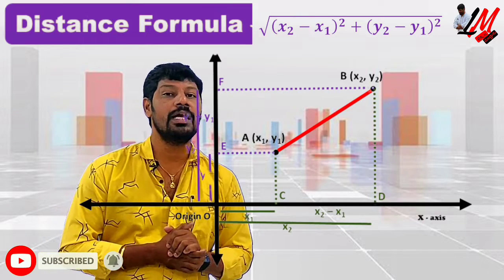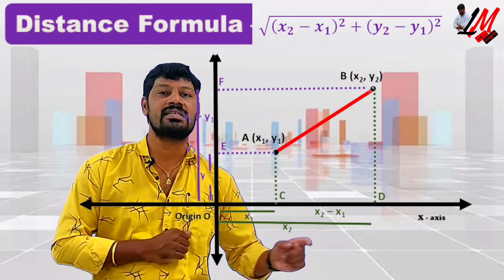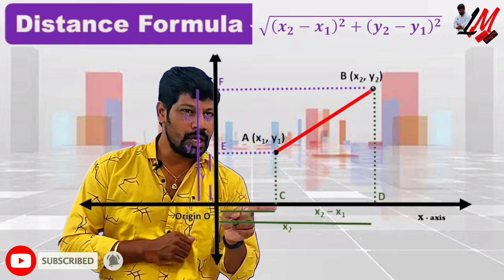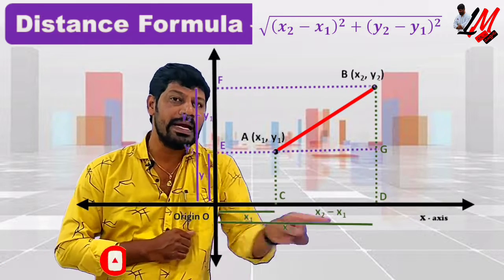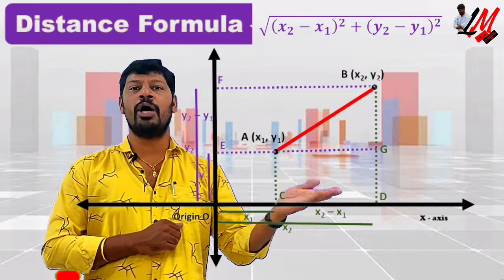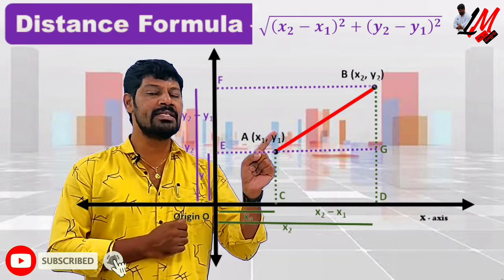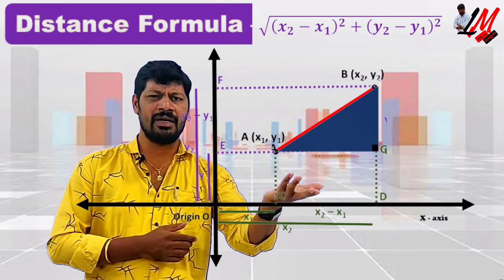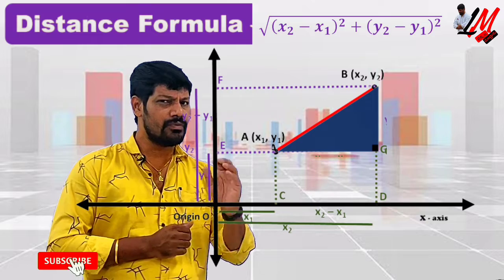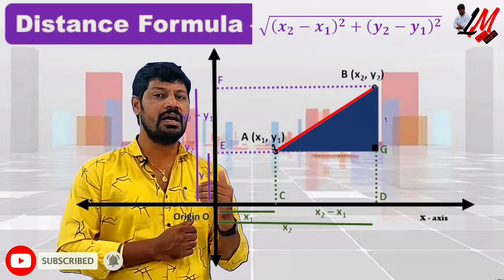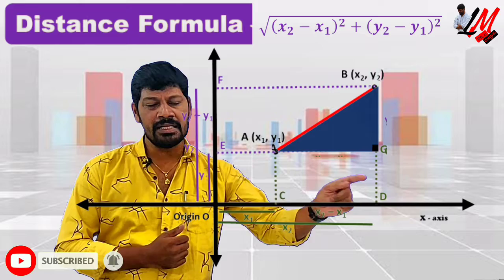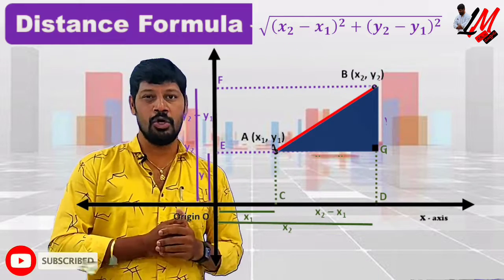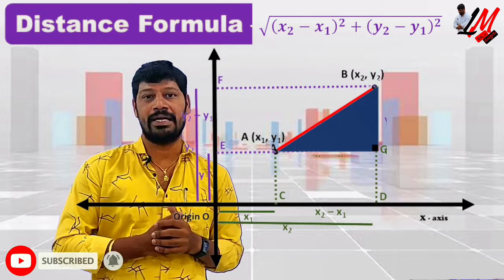So finally, let me draw a line parallel to x-axis through A. Already point A is there. From A, I drew a line parallel to x-axis. Let it meet the last perpendicular at some point G. So clearly, you can see a right triangle ABG here, where x1, y1 is point A, x2, y2 is point B. Now here, we are not working with the points directly, we consider the sides. Now the AG length is going to be equal to CD, which is x2 minus x1. And BG length is going to be equal to EF, which is y2 minus y1.